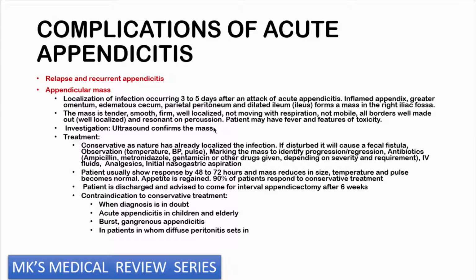You mark them, you make some markings of the mass to identify whether it's progressing or regressing. Cover this patient on antibiotics such as ampicillin, metronidazole, gentamicin, or other drugs. Then, depending on the severity and requirement of these IV drugs, you can give this patient IV fluids, analgesia, and of course, initially you should insert an NG tube.